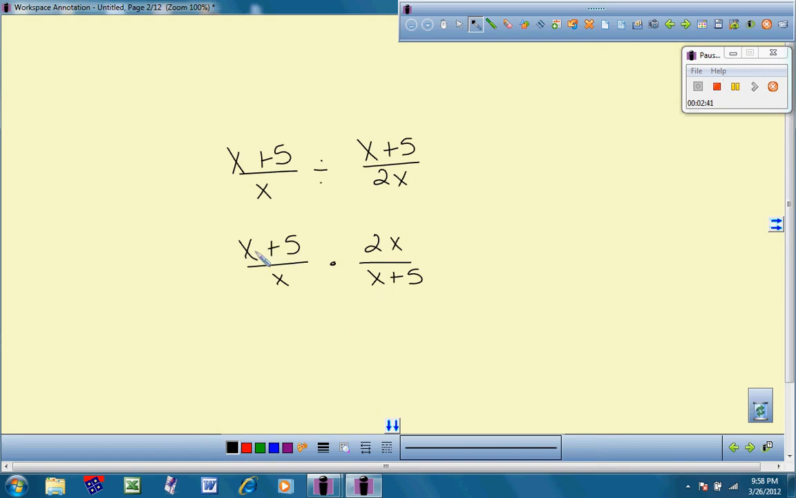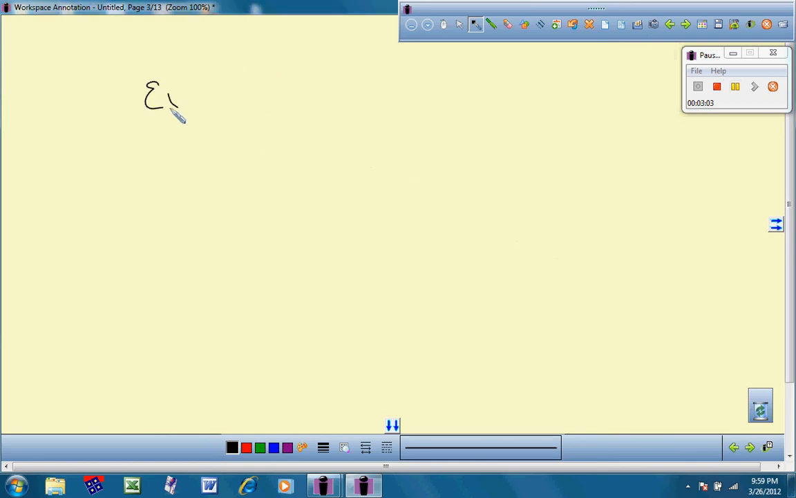Alright, these are factors, so we can cancel these out. What we're left with is 2x over, and we are done simplifying. Alright, the last example we're going to look at is example 2 on page 568.